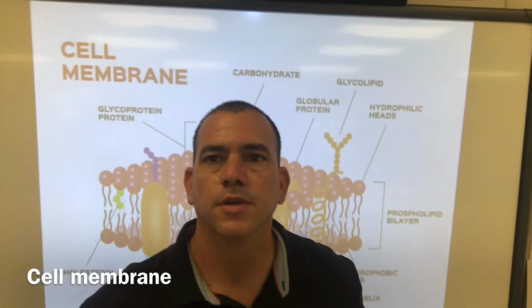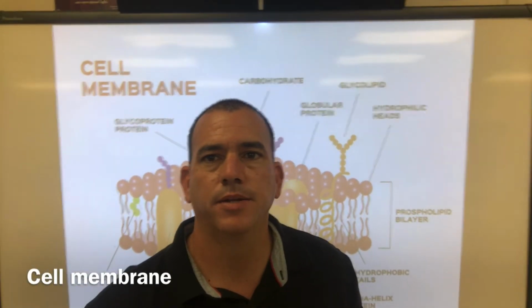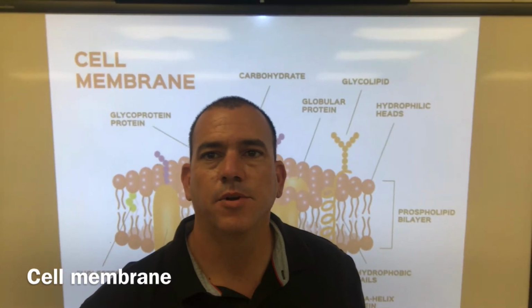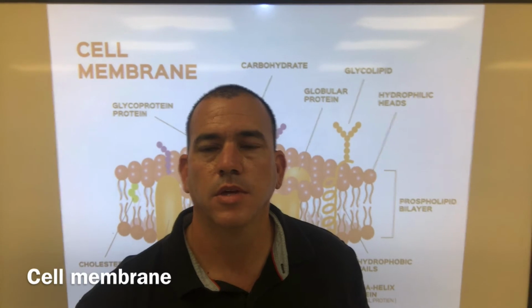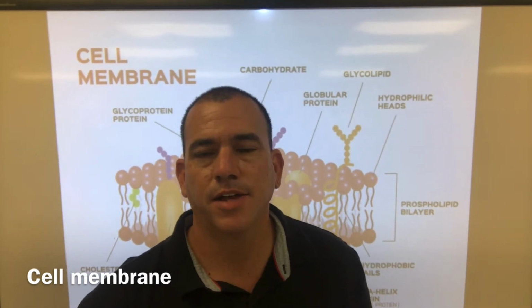So first word is going to be cell membrane. Cell membrane is the outer part. It's towards the outer part. It's the barrier between the cell and the outside world. It determines what goes in and out of the cell.